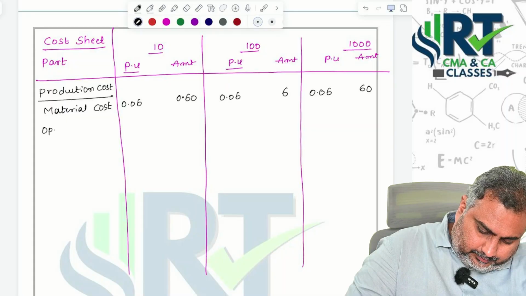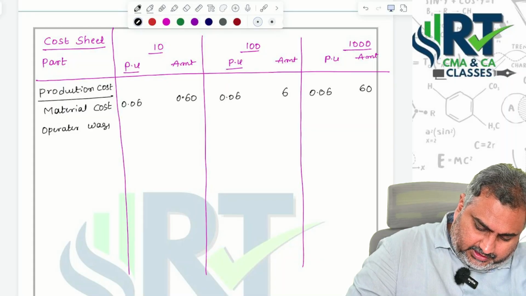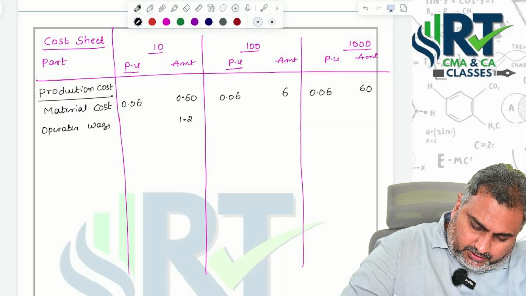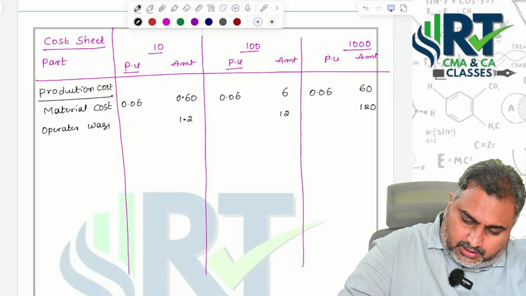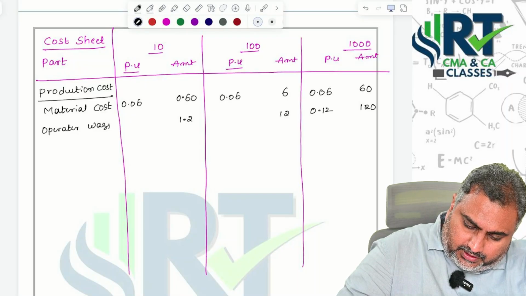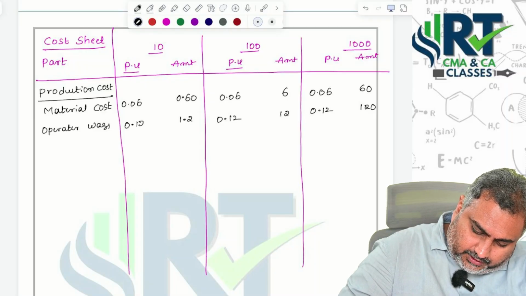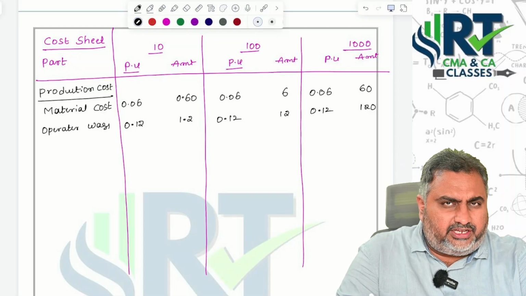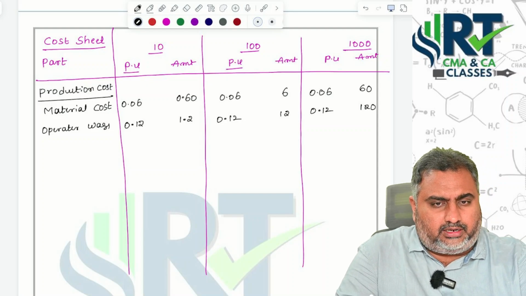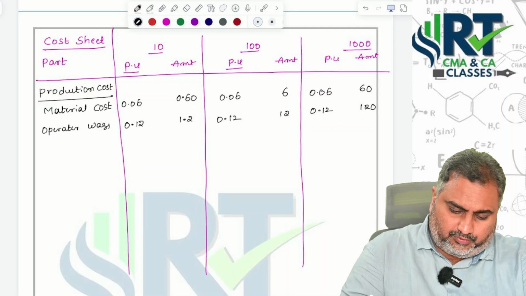Next, operator wages. We already calculated 1.2, 12, 120. Per component means 0.12, 0.12, 0.12. Sir, how did we get per component 12 paisa? 120 divided by 1000, 12 paisa. 12 divided by 100, 12 paisa. Next, 1.2 divided by 10, 12 paisa.